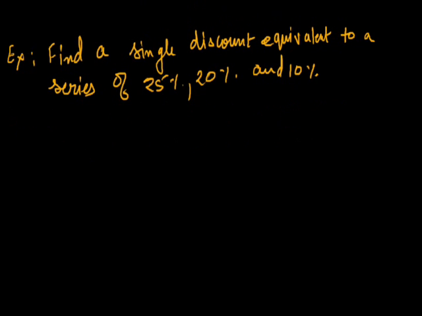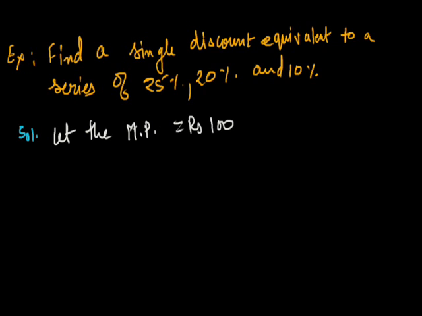Now, how to do this type of question? We have to find a single discount that is equivalent to the series of these three discounts. So first let us see what the selling price will be when we allow these three discounts on the mark price. Since we are not given the mark price here, we will assume that the mark price is rupees 100.